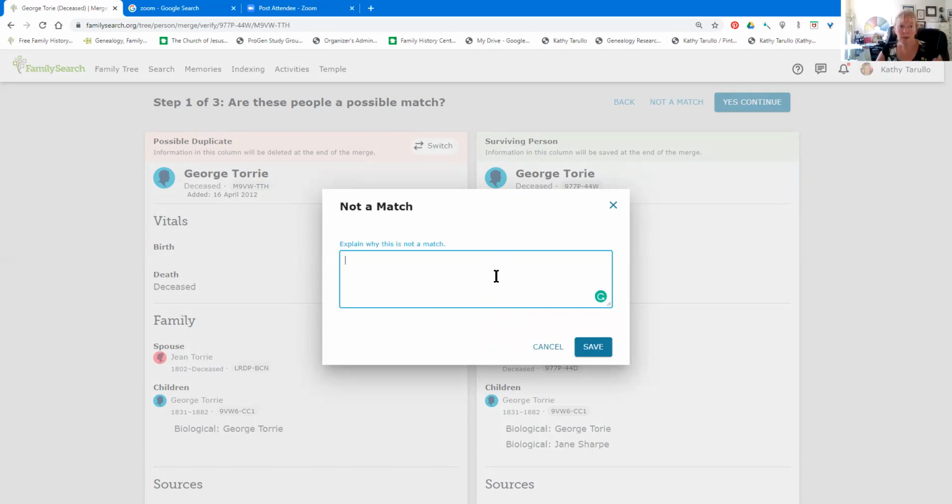So our goal is to clean up the tree and to have each person in the tree just one time. To work through those merges, the principles are to just research the two individuals, look at their sources, and make a decision whether you think you should merge them or not. If you make the wrong decision, it's okay, we can undo the merge. So be cautious, but don't let that inhibit you.